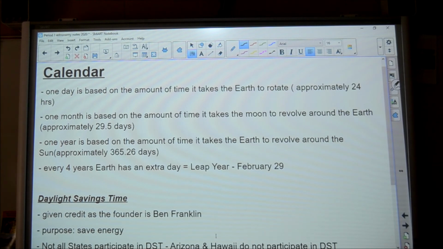1 year is based on how long it takes the Earth to revolve around the Sun, which is approximately 365.26 days. Now, because of that 0.26 days, times that by 4, every 4 years we have a leap year, which we had this year. It's February 29th.